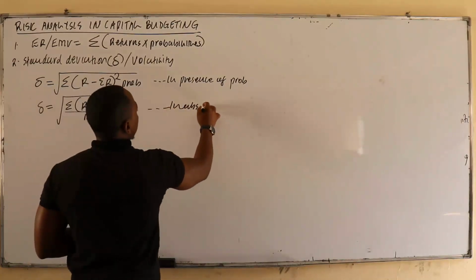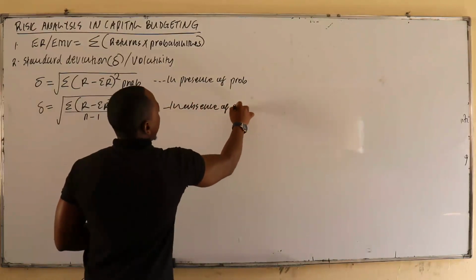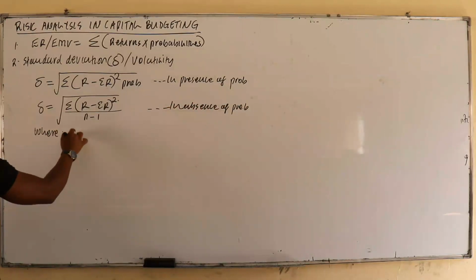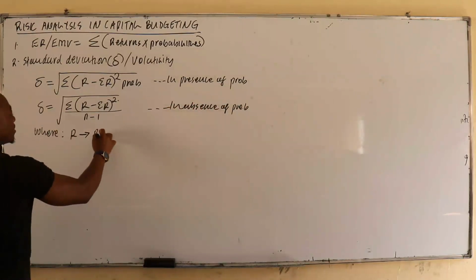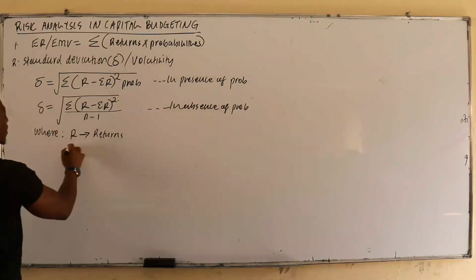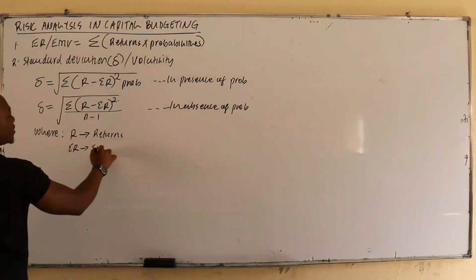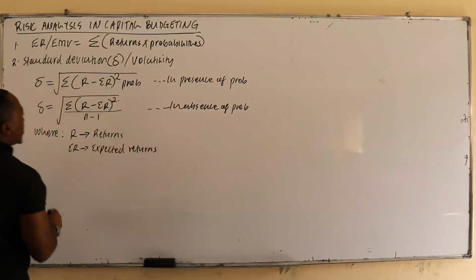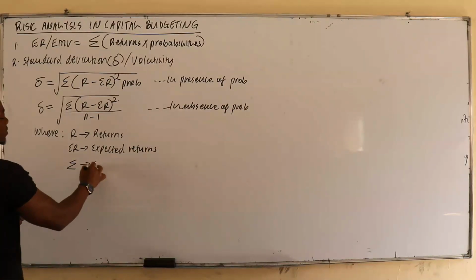This is in absence of probability, where R means returns, ER means expected returns, and this means summation.